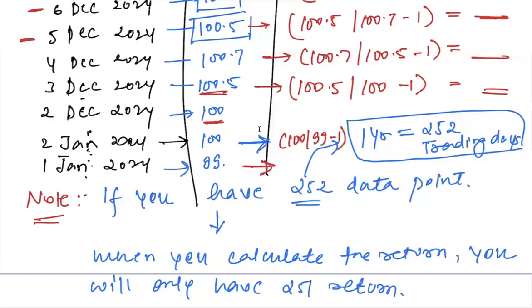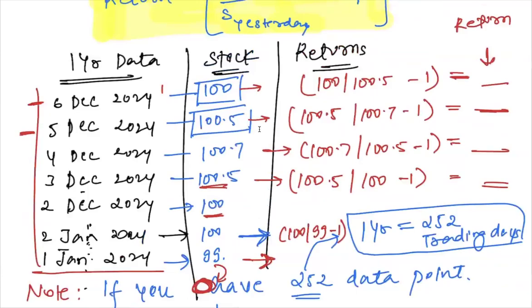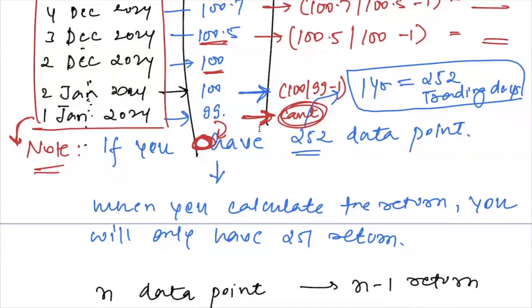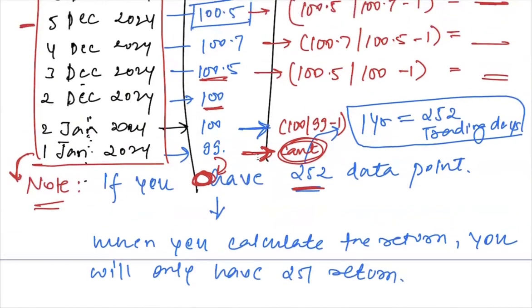But when you calculate the return here, we don't have any data point here. Let's say this was the only data series that you have considered. These are the only data points that you have considered. So before 1st January 2024, you don't have any data, right? So here you cannot calculate the return, and that's why always remember, if you have 252 stock prices, we'll always get 251 returns. So this is the first thing which you all should know, and this is how.